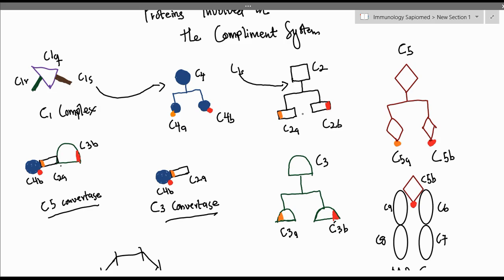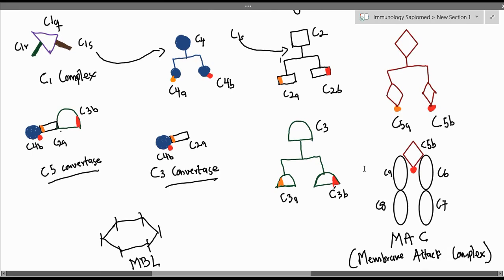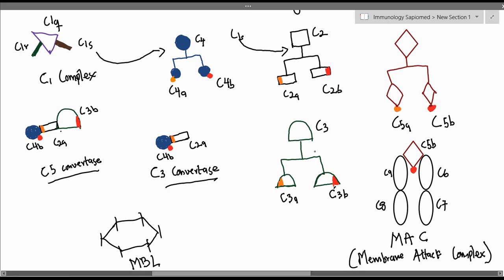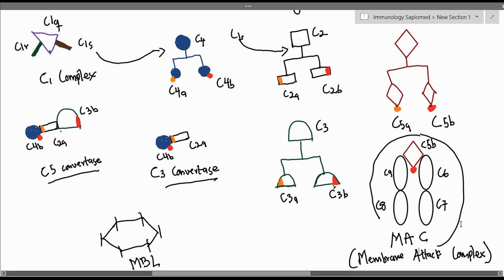Now the MAC consists of C5B, C6, C7, C8, and C9. So all of these combine to form what we call the membrane attack complex, or the MAC. So C5B, C6, C7, C8, as we can see over here. So these proteins combine to form what? The membrane attack complex. And the membrane attack complex is what is going to cause what? The cell lysis. Okay. Now with this understanding, I believe we can proceed to the classical pathway.